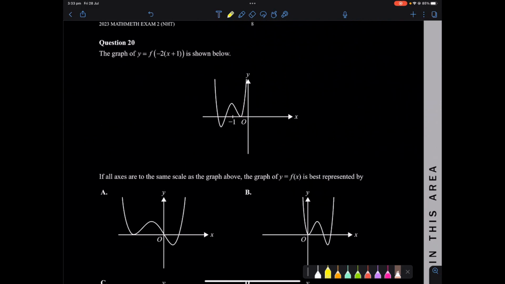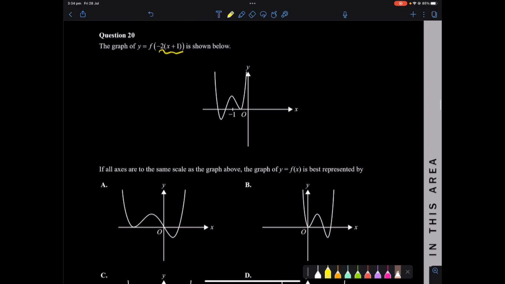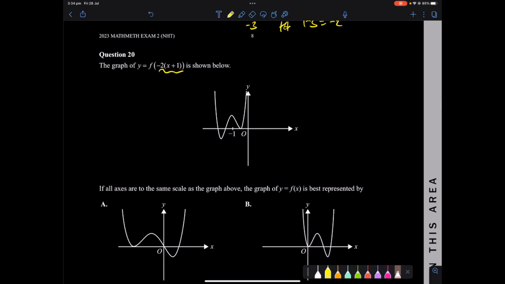The graph of y equals blah, blah, blah is shown below. There are some transformations we can see that have happened, but wait, the graph of y is shown, so this has already been transformed. What we want to do is get back to the original function, y equals f(x).